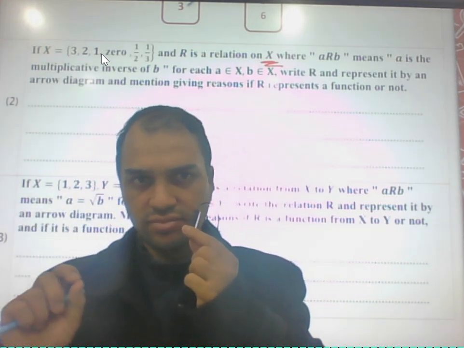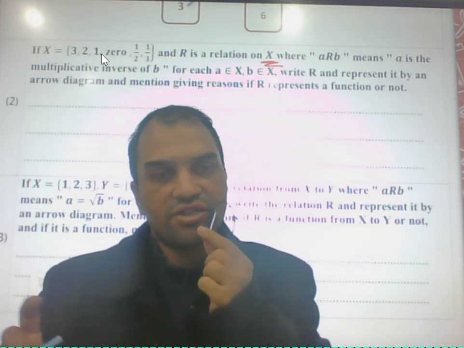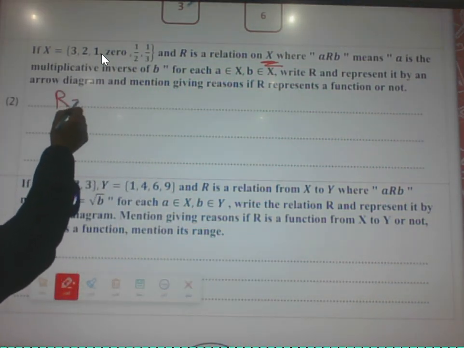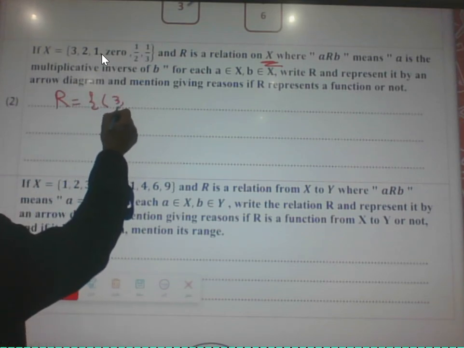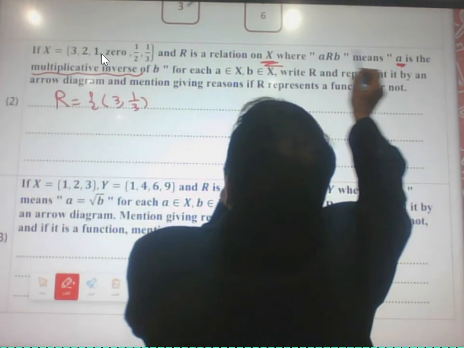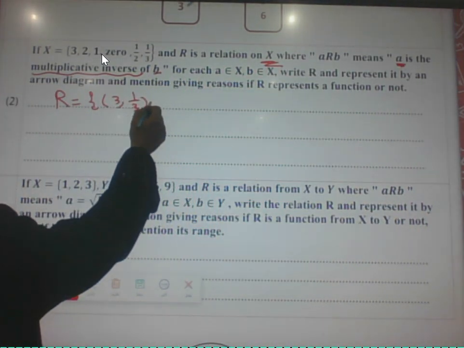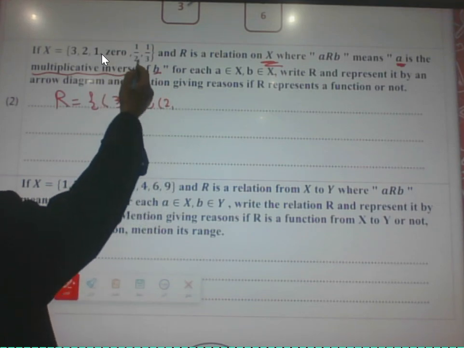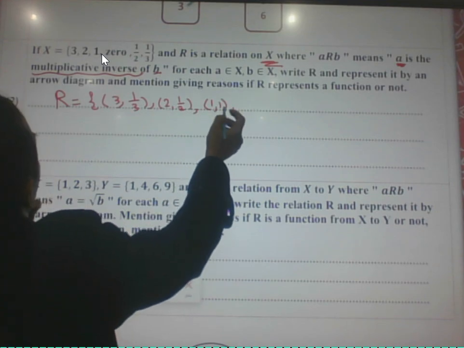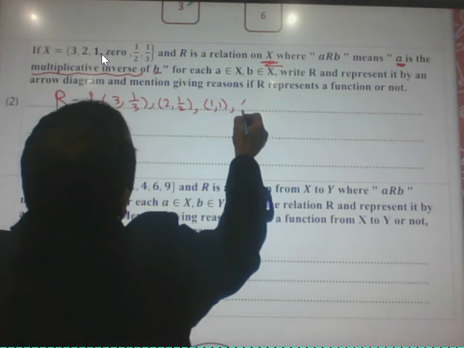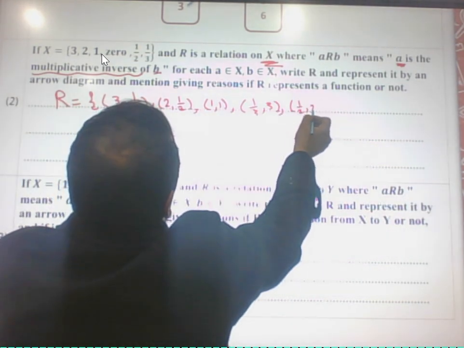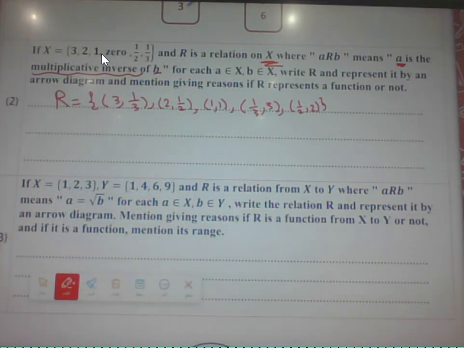So in this example, it is not a function. Why? Because 0 hasn't any image in x. Okay, so first I will write the relation between the two sets. We can choose 3 and third because he tells me the rule: a is the multiplicative inverse of b. Then 3 is the multiplicative inverse of third, 2 is the multiplicative inverse of half, and 1 is the multiplicative inverse of itself. You can also write the reciprocal: the reciprocal of third equals 3, and the reciprocal of 2 equals half. Is this a function? No, not a function.